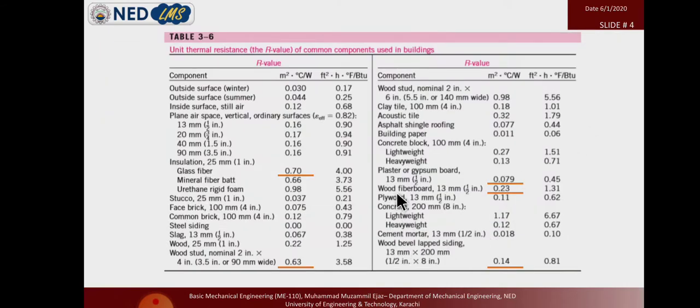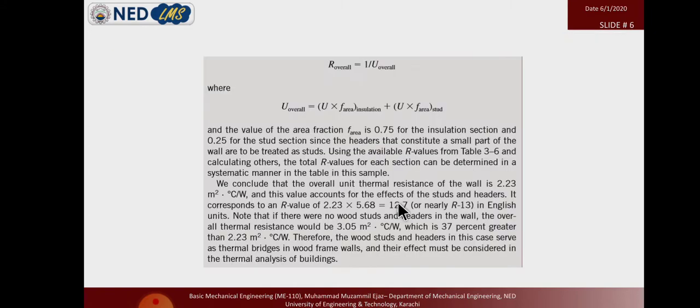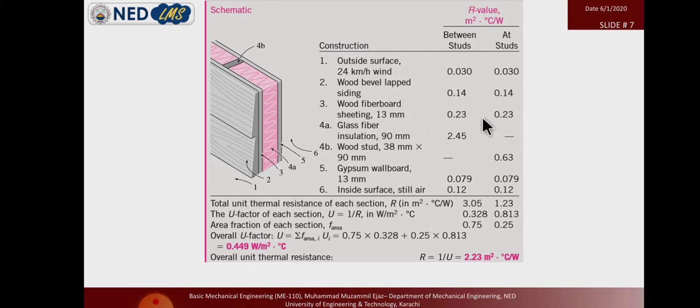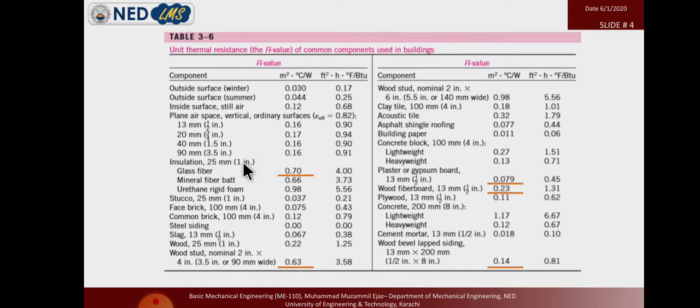The fiber board, wood fiber board value is 0.23, so we just write 0.23 on both sides, in this portion, these are the common material. Now the glass fiber, in the glass fiber there will be no wood stud in between, so we just take the glass fiber value.